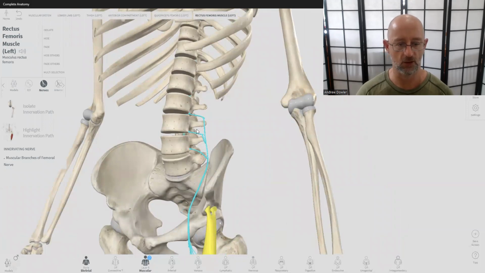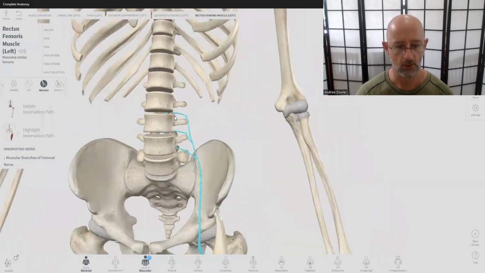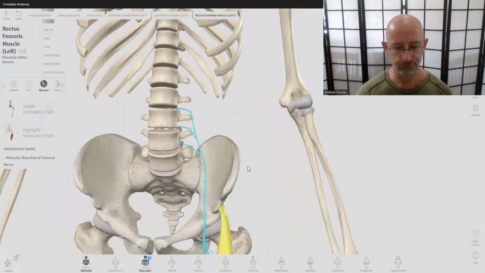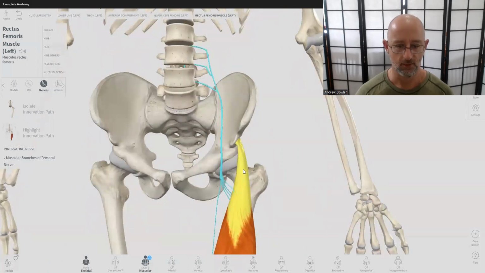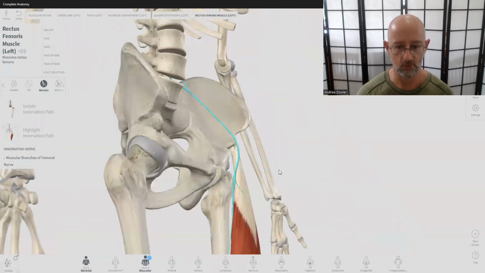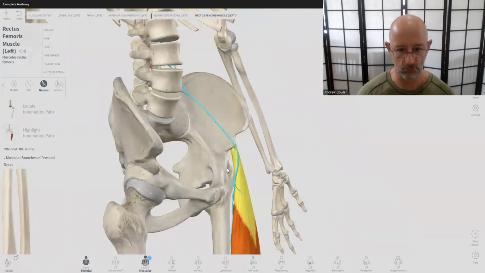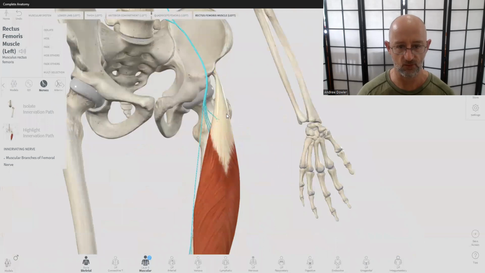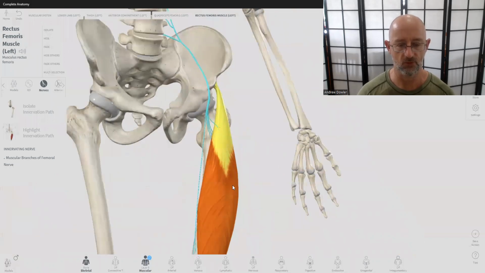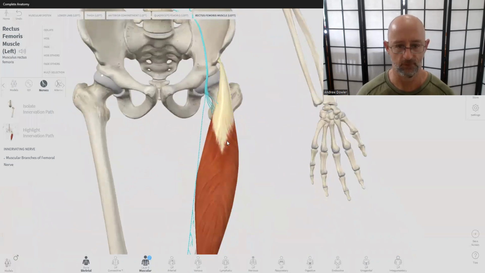So the 3 branches that are coming out of the spinal cord come anteriorly to the front. Things like the psoas are going to be sitting on top of this muscle here. And then it's going to hook around the front of the pubic bone here, and then innervate into the rectus femoris. And you'll see here there's a big branch where the nerve spreads out.